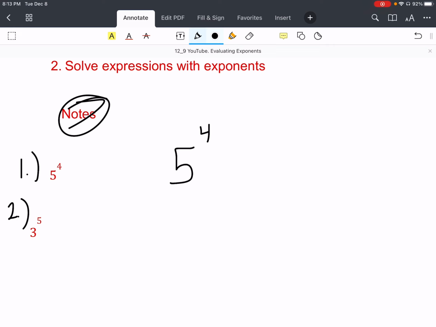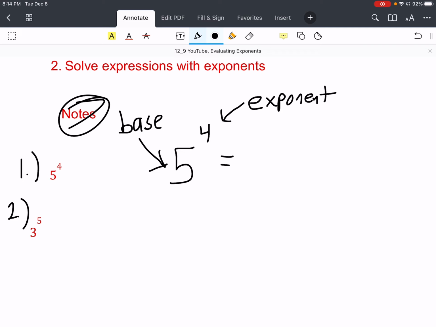Of course, the exponent is the smaller number that is above the bigger number. So this is the exponent. And that means that this bigger number is our base. So when you are taking the SAT or something, you will be able to identify the base and the exponent. Exponents are a little bit tricky just because we get in a hurry and make some simple mistakes.